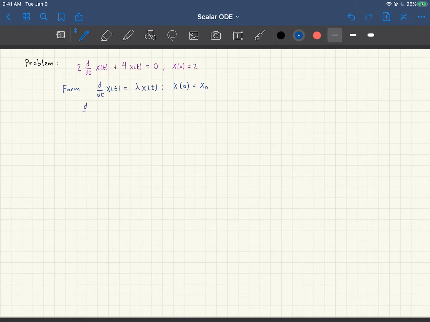So all we need to do is move everything to one side. We want to move the 4x of t to the other side. So we'll get minus 4x of t, and we'll divide by 2 to get dx dt is equal to minus 2x of t, and the initial condition will be x of 0 is equal to 2. And then using the formula from the previous section, we know that the particular solution will be 2e to the minus 2t.